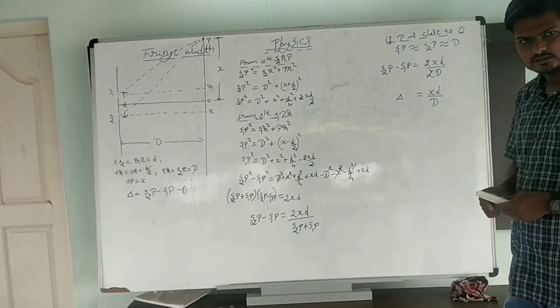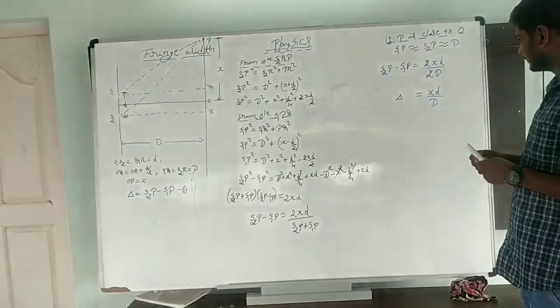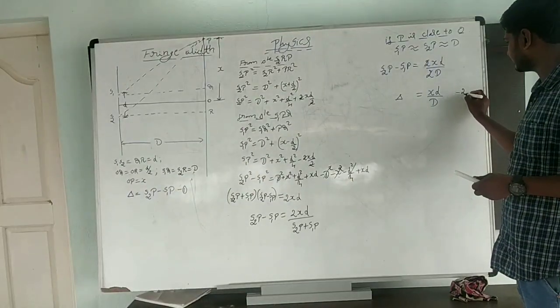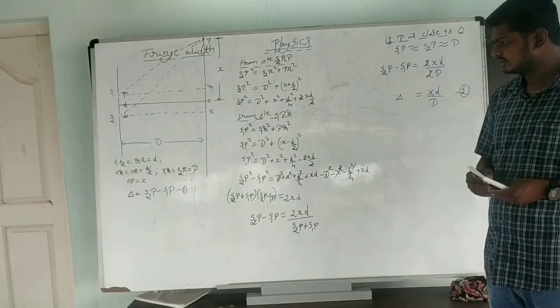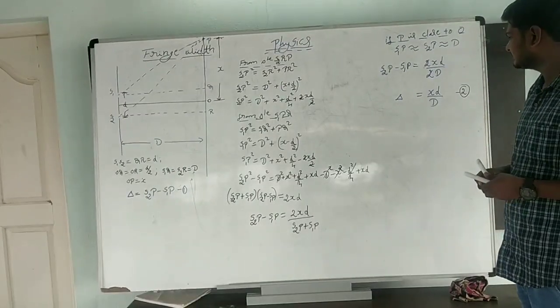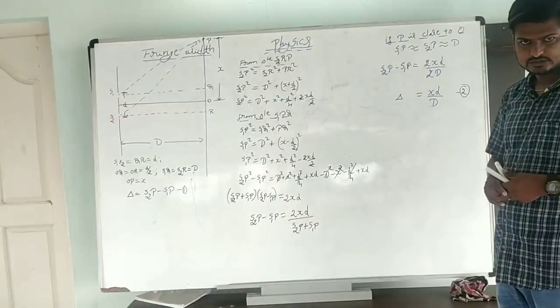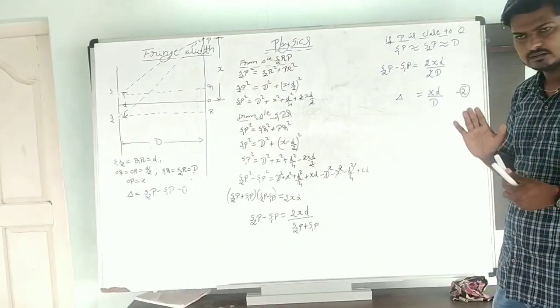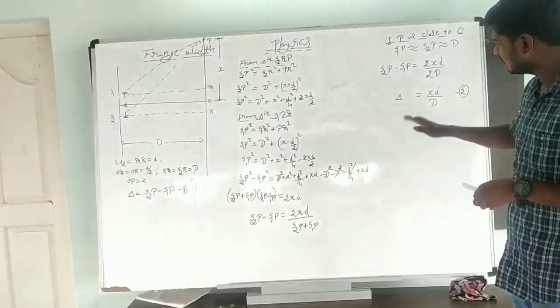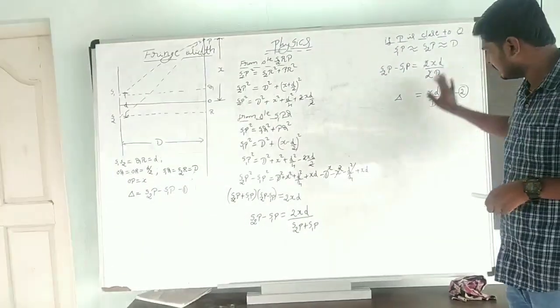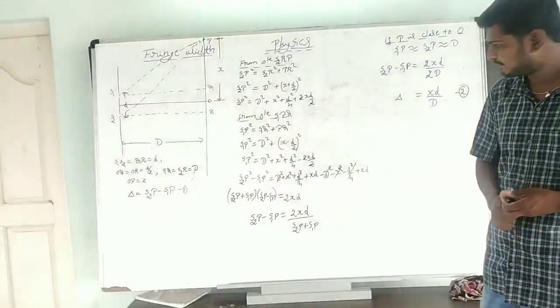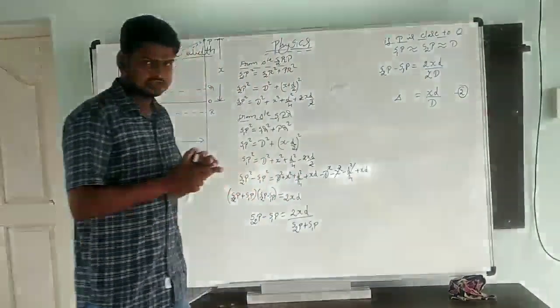Clear? This one I am going to take as equation 2. The path difference delta will be xd divided by D. Clear? Yes, so now I am going to drop this. There is still more derivation, so I will go for the next steps. Clear? Just simple.